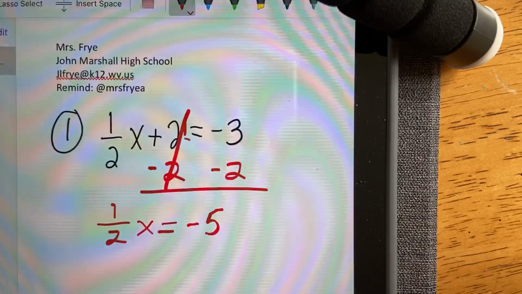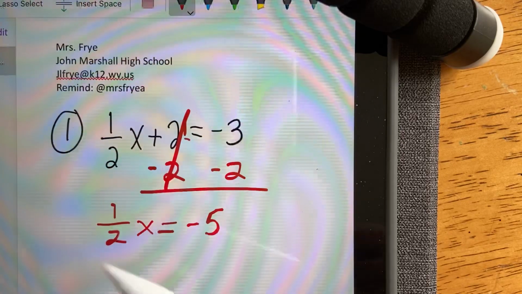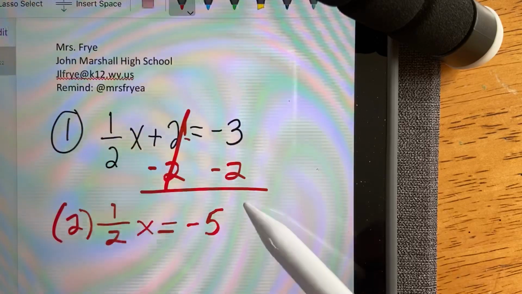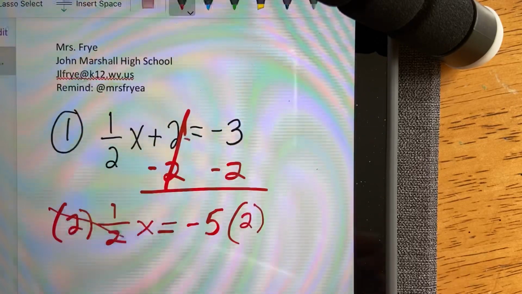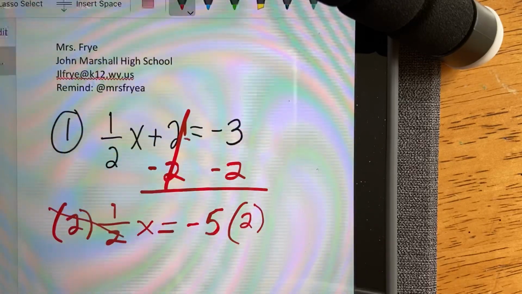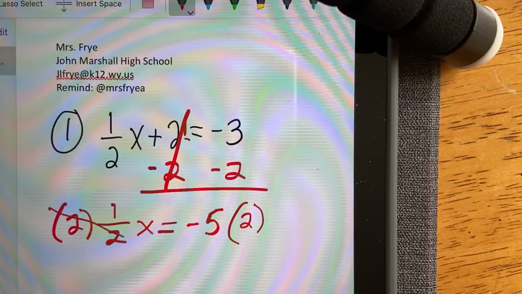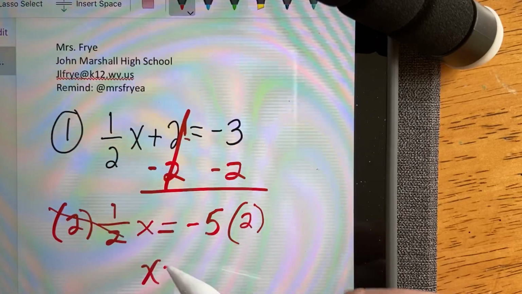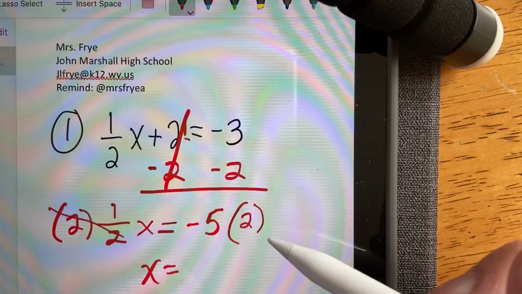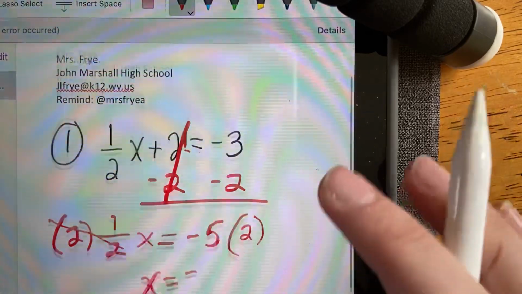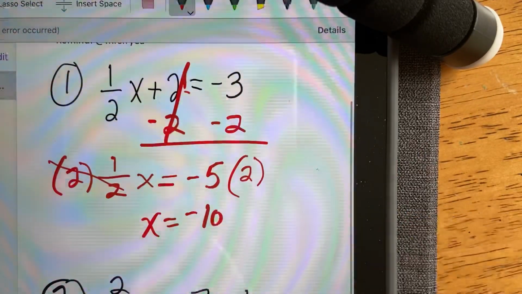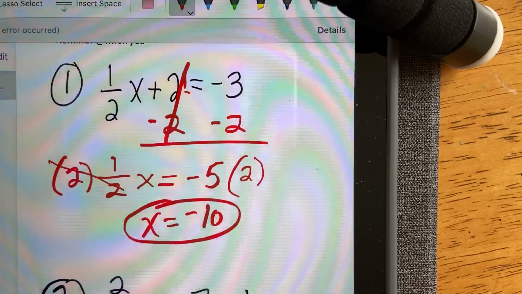Now, what do we do about the fraction? In this case, we would just want to start out by multiplying both sides by the denominator. The denominator is the number on the bottom of the fraction, which is 2. So multiply both sides by 2, and what that does is eliminate our fraction. The 2's cancel. Then I'm just left with the 1x, okay? I really don't need to write down the 1, so I'm just going to put x equals, and then think -5 times 2 would be -10. That's it. -10 is your answer.